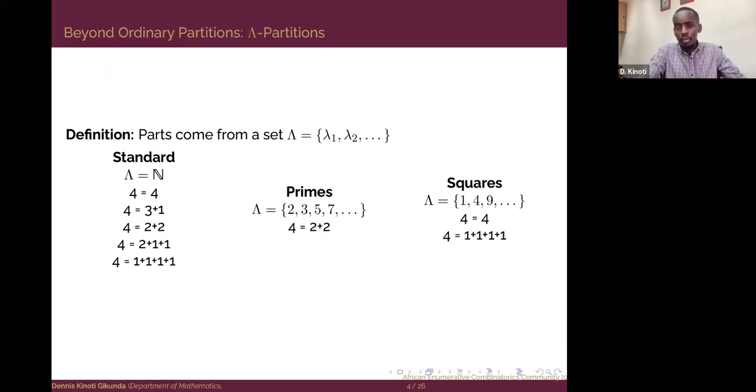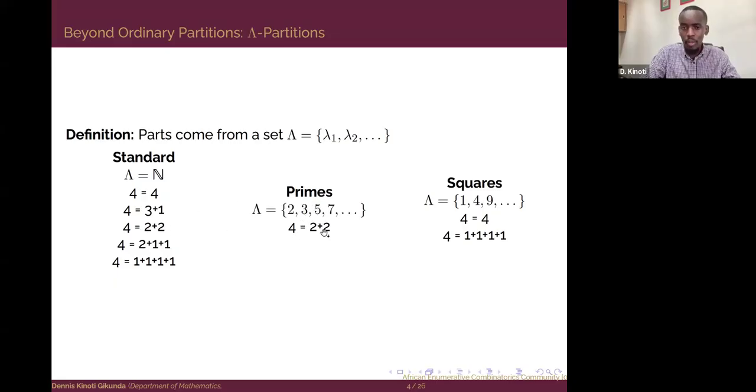Beyond the ordinary or standard partition, we have other types of partitions that we call lambda partitions. Basically, we call it a lambda partition if the members of that particular partition are drawn from a set lambda, where lambda can be the set of prime numbers, squares, or whatever attribute you choose to pick. If you look at the same example, for standard partitions we have 5 of them. But if you only pick the primes, we only have 2 plus 2.